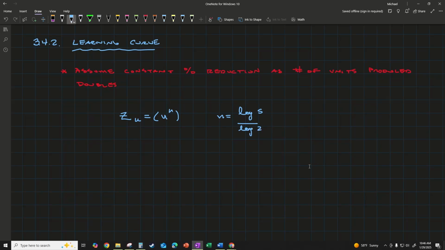And s is a learning curve slope parameter. It's a decimal. U is the base here, not the exponent, and U is the output unit number. And Z sub u is the number of inputs to produce the output.